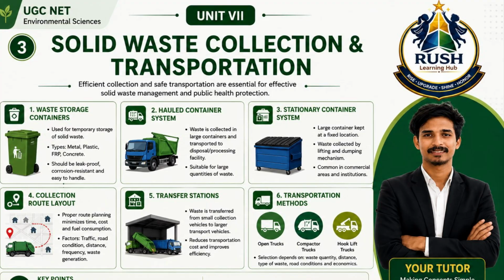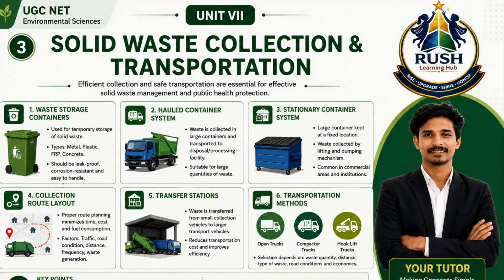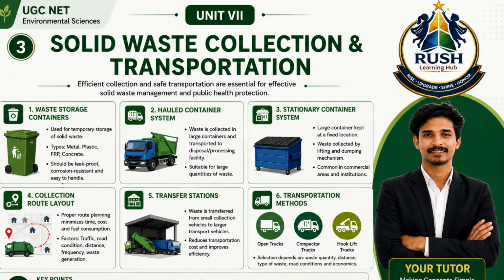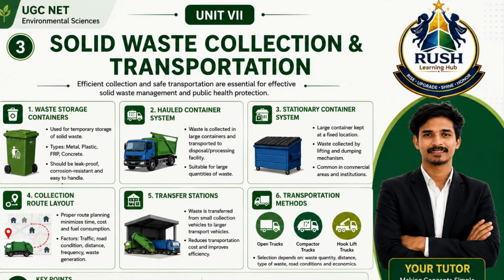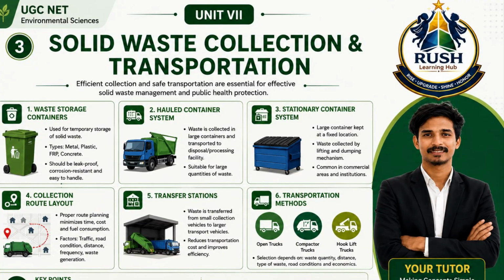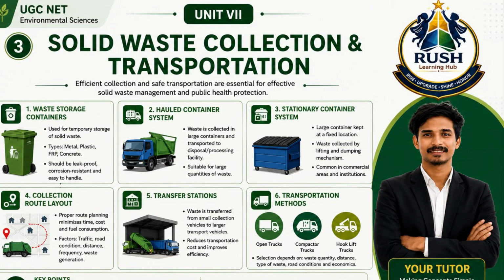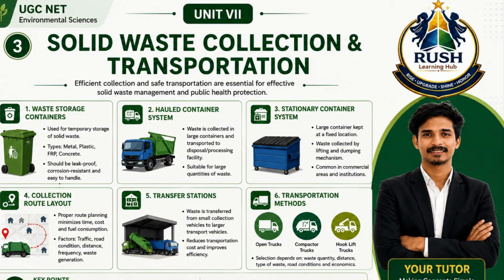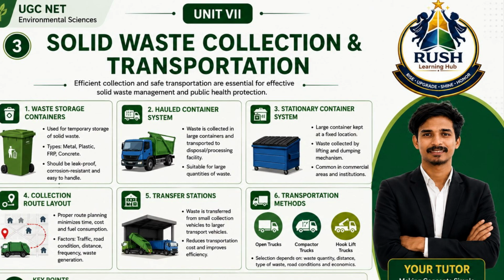Now let us quickly revise the key concepts. There are two types of container systems. In the hauled container system, the entire container is transported. In the stationary container system, the container remains at the collection point while only the waste is transported. A collection route is the planned path followed by collection vehicles.